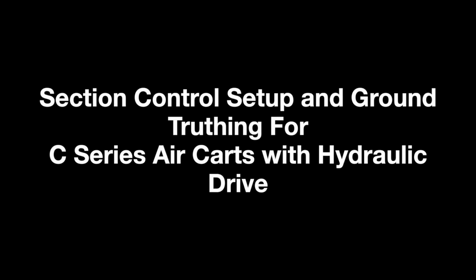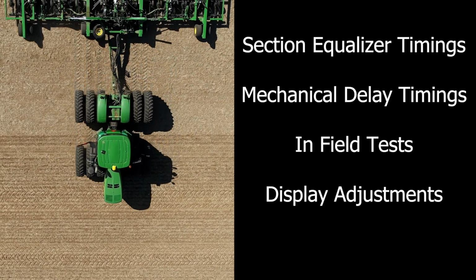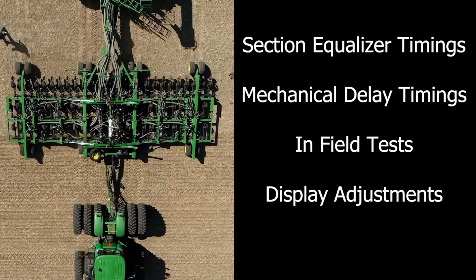In this video, we'll take a simple approach to setting up section control in an air cart. Items like section equalizer times, mechanical delay times, in-field tests, and then making adjustments after the in-field test.